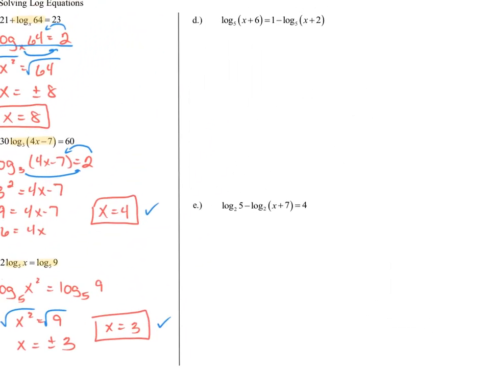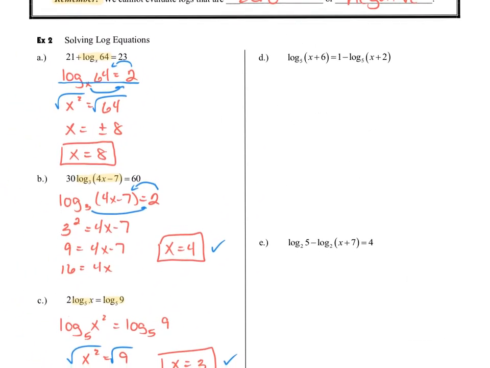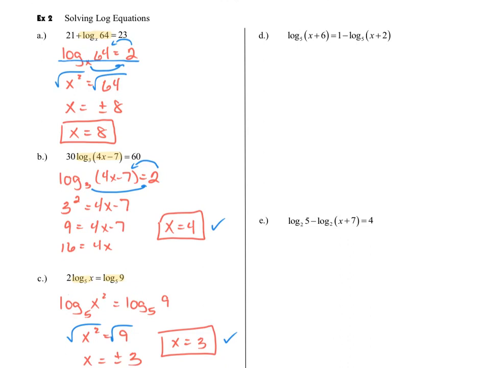Next, when I look at this problem, I've got several things going on. I have a log and I have a log and then I have this constant. If I didn't have this constant and I just had the two logs, it would be a pretty simple problem. So what I'm going to do on this problem is take this logarithm here and move it to my left-hand side.